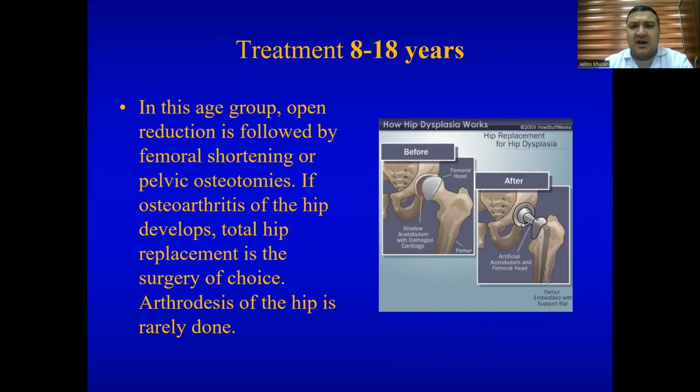Treatment 8 to 18 years. In this age group, open reduction is followed by femoral shortening or pelvic osteotomies. If osteoarthritis of the hip develops, total hip replacement is the surgery of choice.